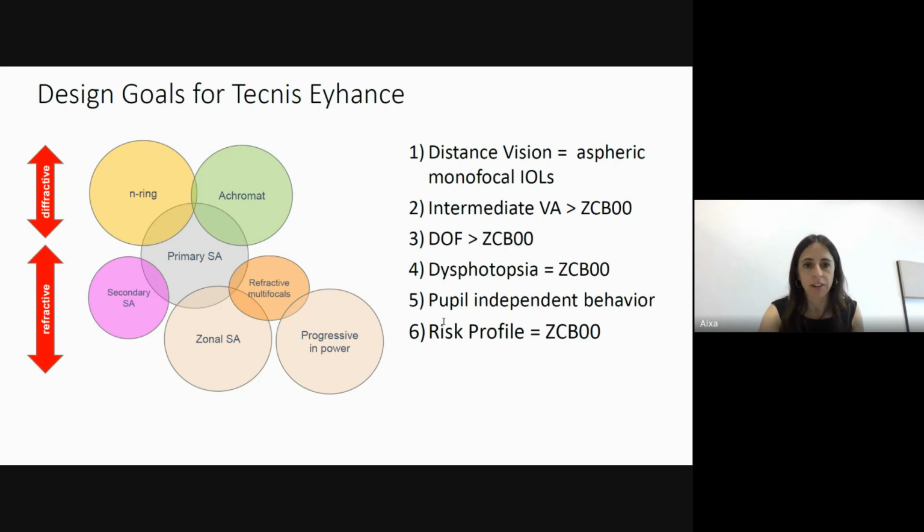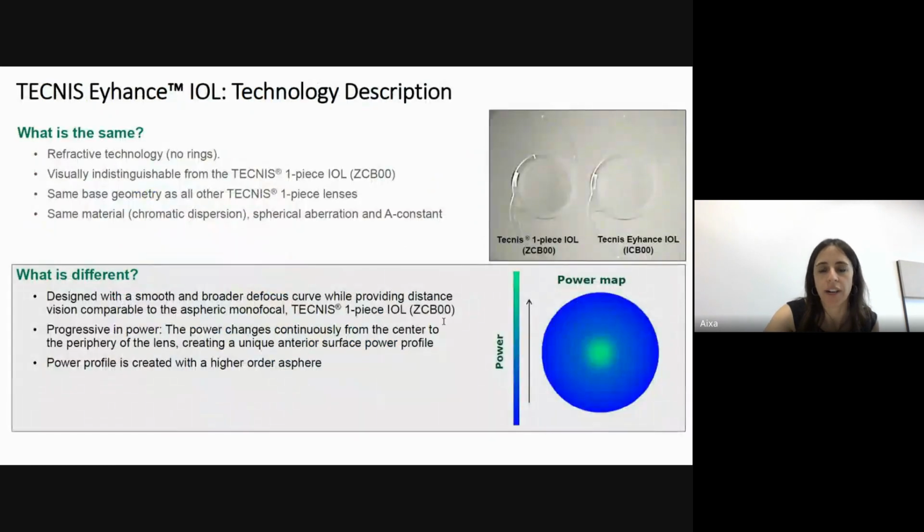And for this lens, we tried all different types of designs. We tried refractive designs. We also tried diffractive lenses. We tried, as you can see, with X number of rings, with achromat, without achromat, with spherical aberration, with toric spherical aberration, with refractive multifocal lenses. We tried all different types of designs, and we checked which of these designs could meet all the design goals.